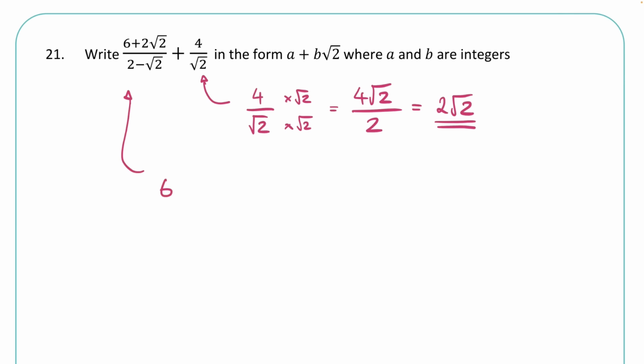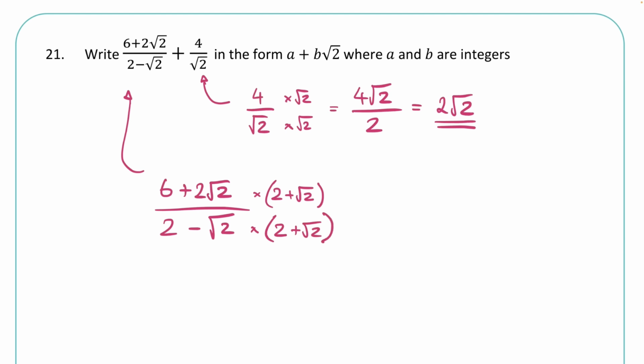We've got our much harder one here, 6 plus 2 root 2 over 2 minus root 2. So we need to times the top and bottom by 2 plus root 2. Remember, the same as the denominator there, but just changing the sign. So 2 plus root 2. We need to take our time, just expanding the top and the bottom. I'm going to do the bottom first.